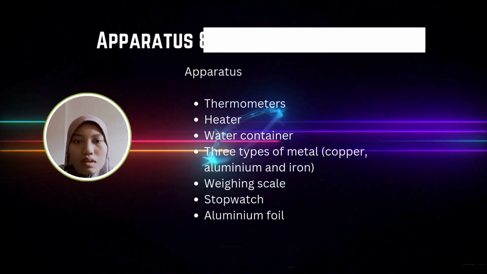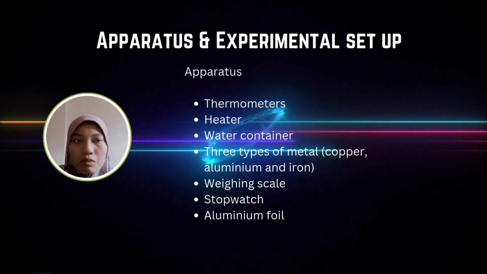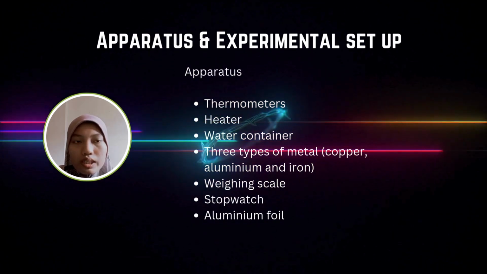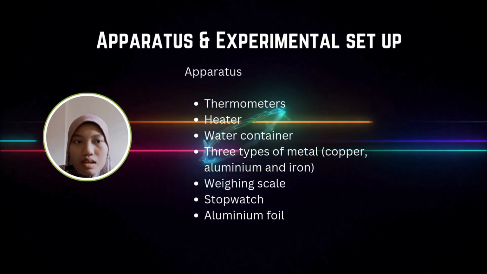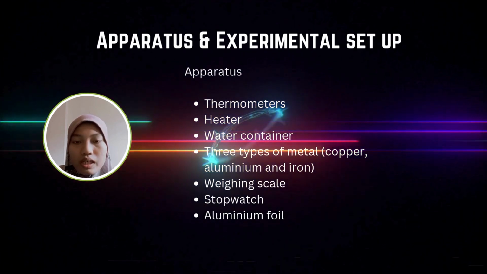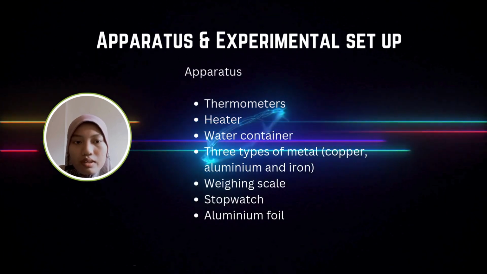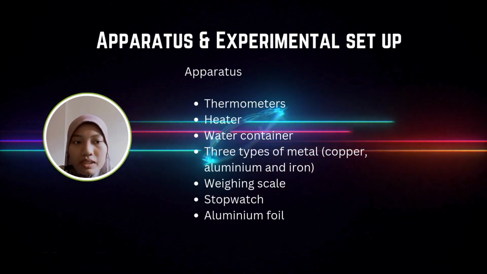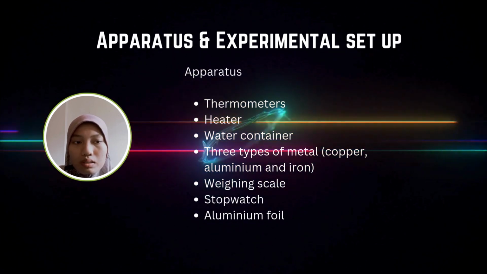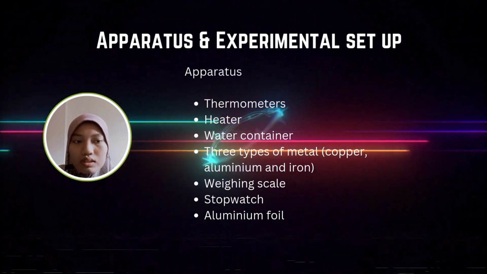of metal. For the apparatus, we use thermometers, heater, water container, three types of metal, which are copper, aluminum, and iron, weighing scale, stopwatch, and aluminum foil. Next is figure 1, which shows the experimental apparatus for the experiment, and figure 2 is the recording of the temperature every 20 seconds until 3 constant values of temperature.